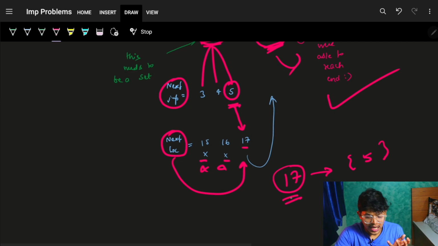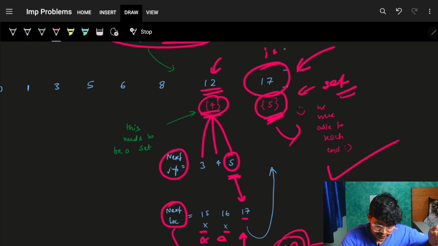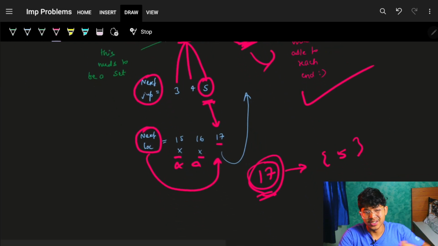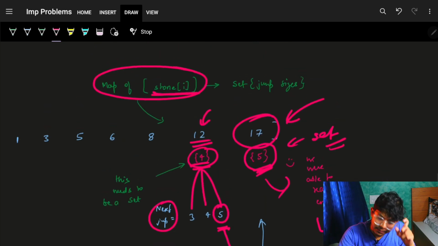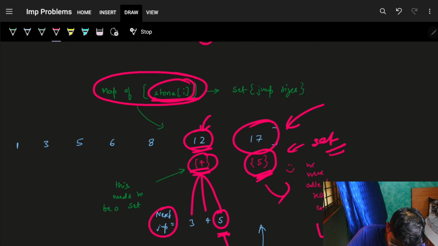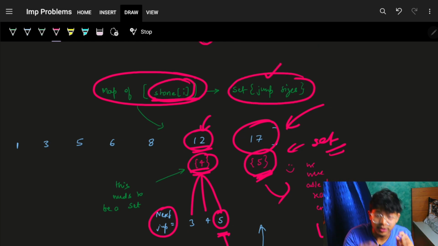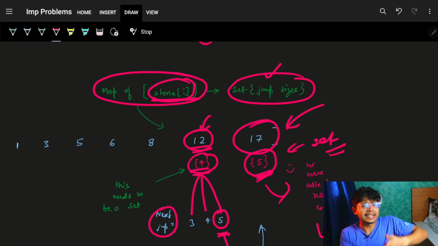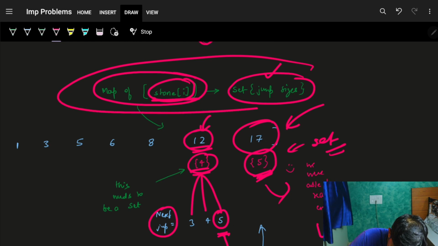Although I could say I will find the location of 17, which is the index, let's say 6, then I will just push in that index. That's not required at all. You can simply use the stones itself, which means you can use the stone of I to map with the set of jump sizes. Why a set? Because I got to know that it can be repeating and I don't want repeating jump sizes. That is the main crux.